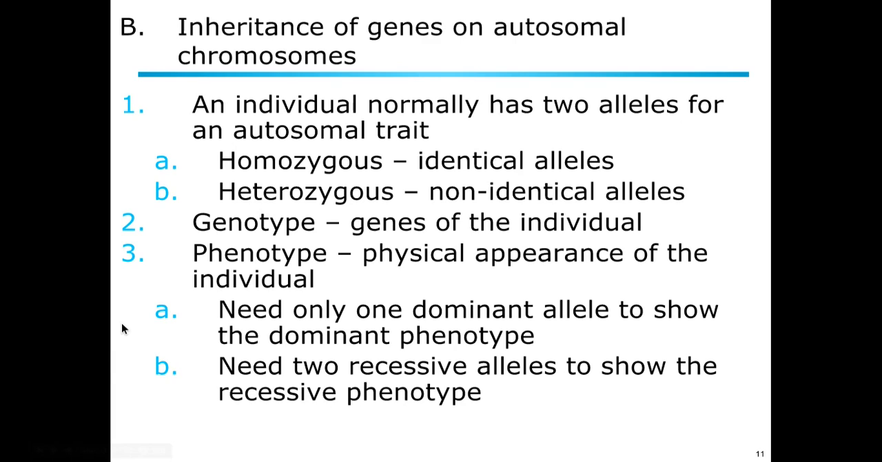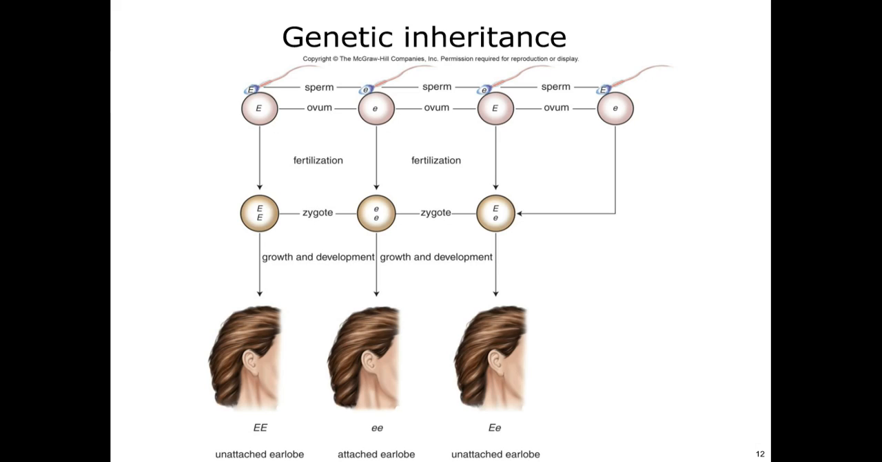So big T, little t, even though it has one of each allele, would express as a tall plant because that's the dominant trait. Here's an example of that, and I'm sure you've seen this from Bio 1. It's earlobes attached and unattached.